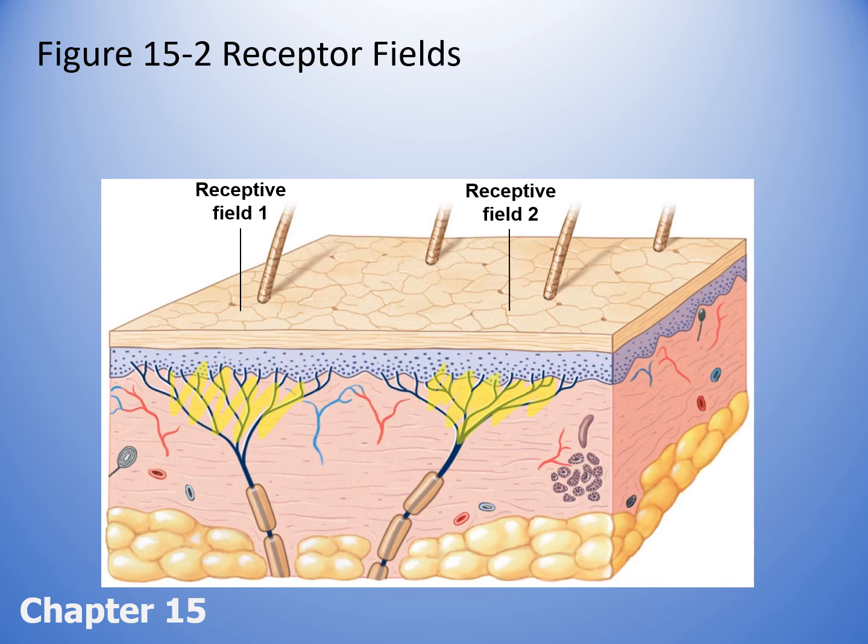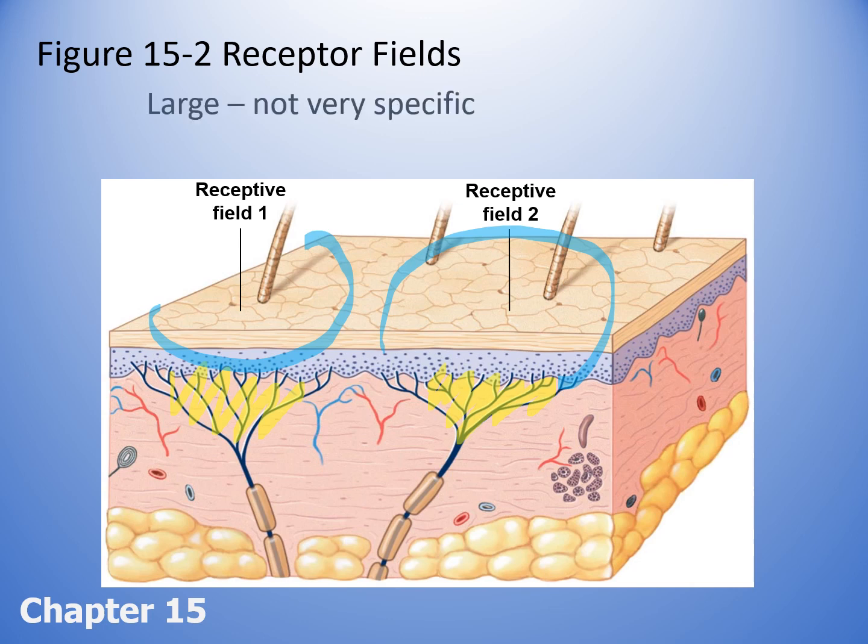And this is an area around which they can detect pain or temperature. So, for example, this is the superficial side of skin up top here with the hairs coming out of it. And this free nerve ending might be able to detect pain and temperature in that area. Let's pretend that these are receptor fields on your back. So these receptor fields are very big and they're not very specific.